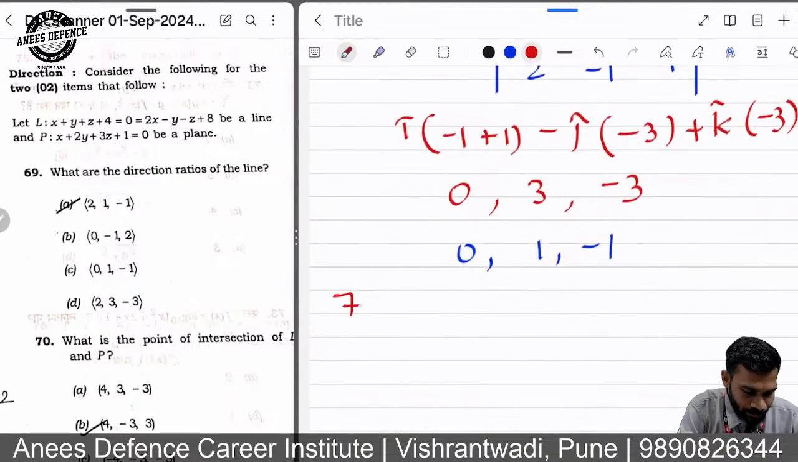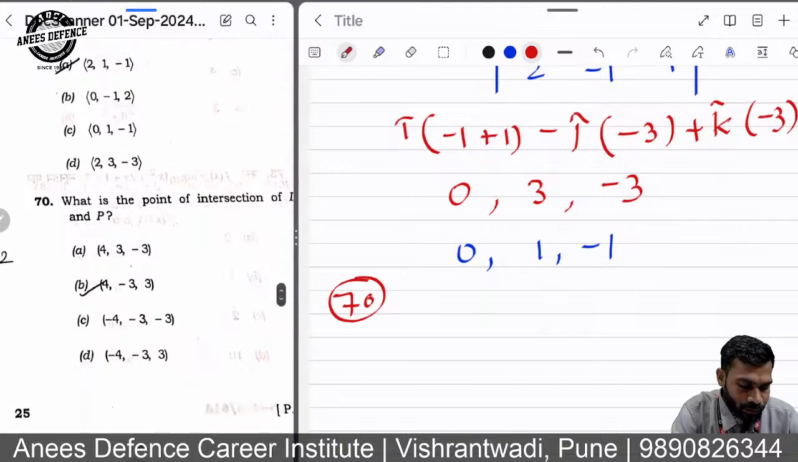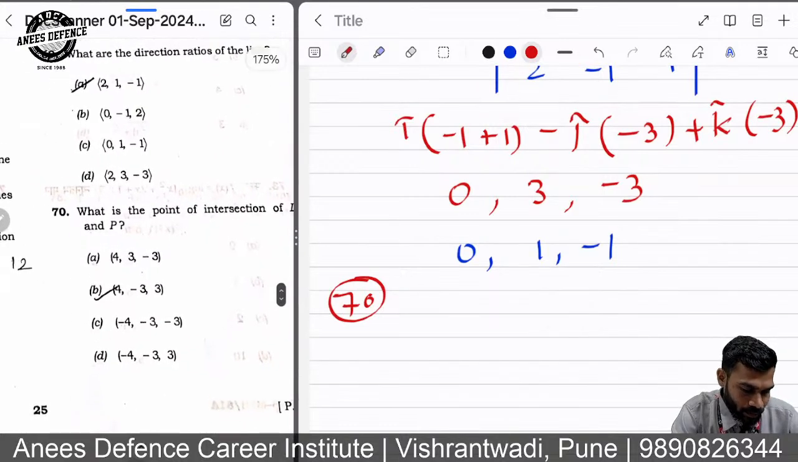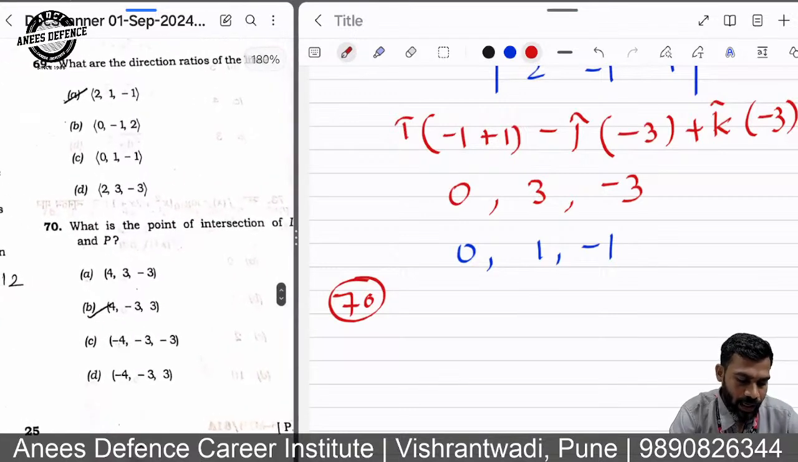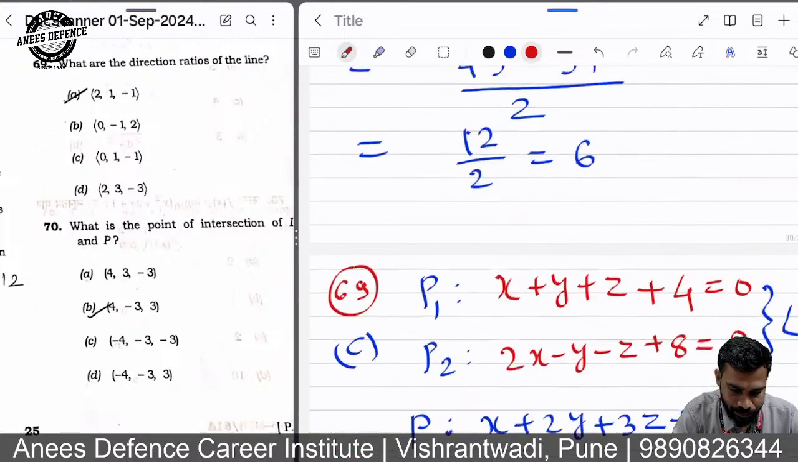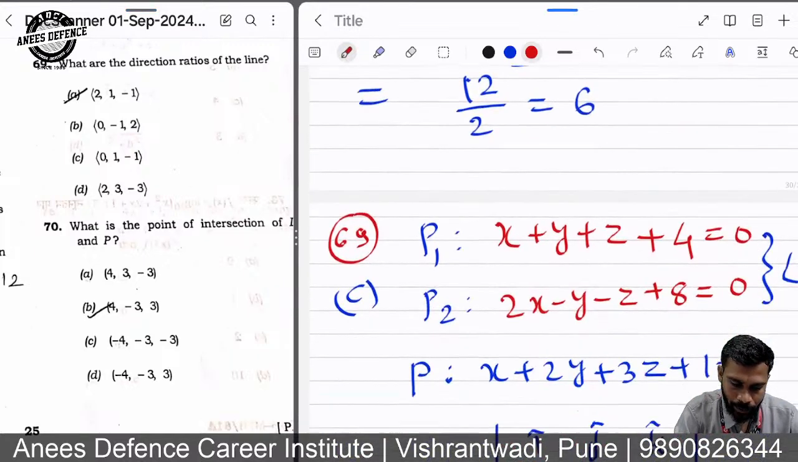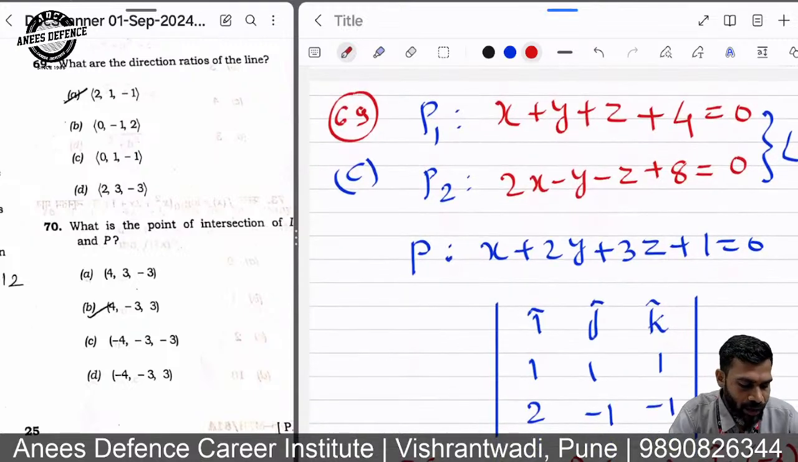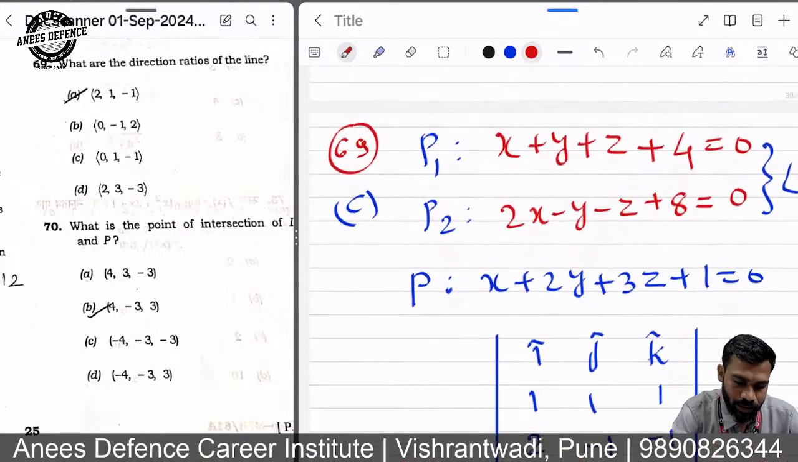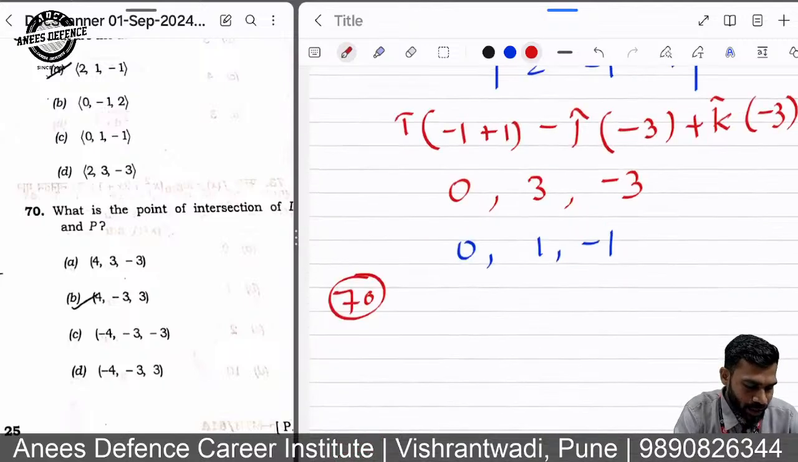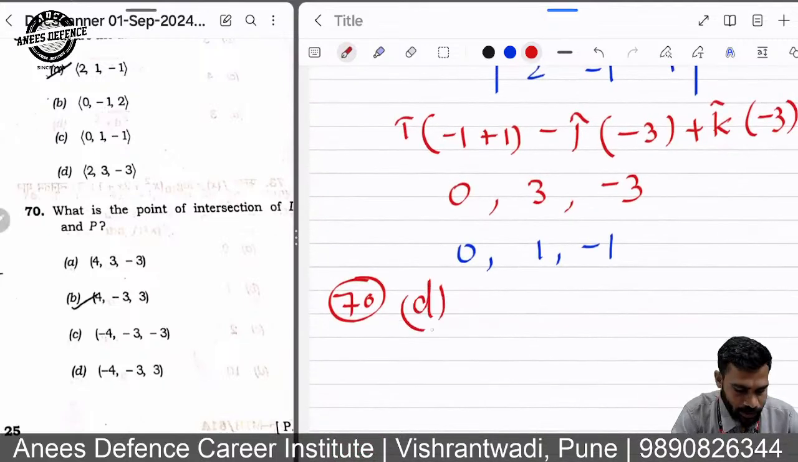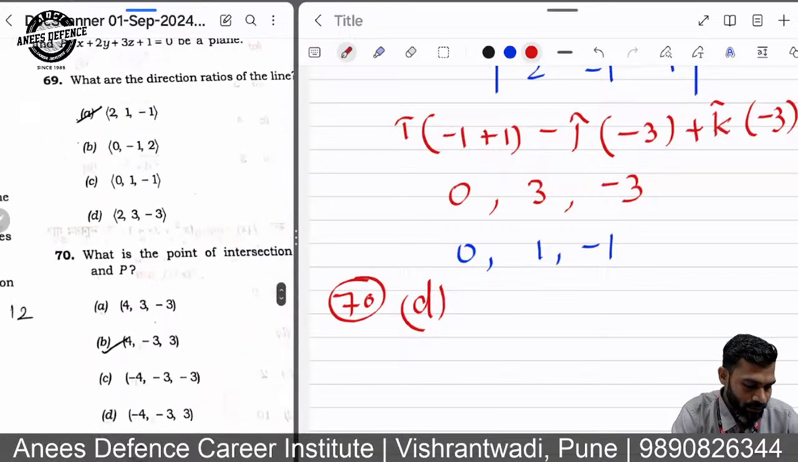Question number 70. Now, what is the point of intersection of L and P? So what we have to do? We can go with the options, right? See, this P1, P2, and P. The option which satisfies all these planes will be your right answer. So if you check, D will be your right answer, right? Okay, next, 71.